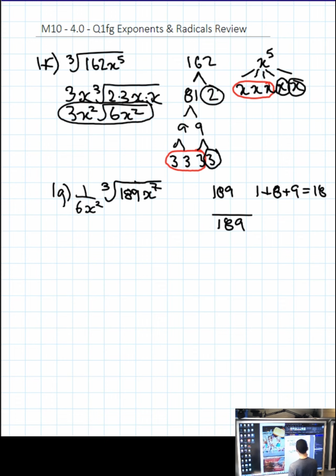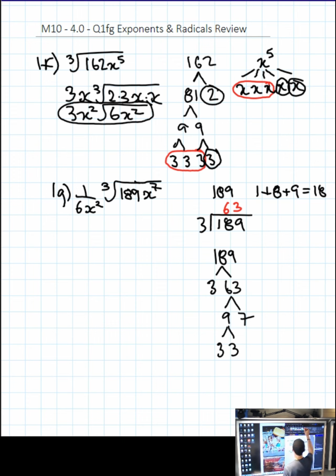So 3 goes into 189. So 3 goes into 18 6 times, and 3 goes into 9 3 times. So we know it's 3 and 63. So I can continue with my prime factorization tree. 189 is 3 times 63. Then we have 9 times 7. Then we have 3 times 3.